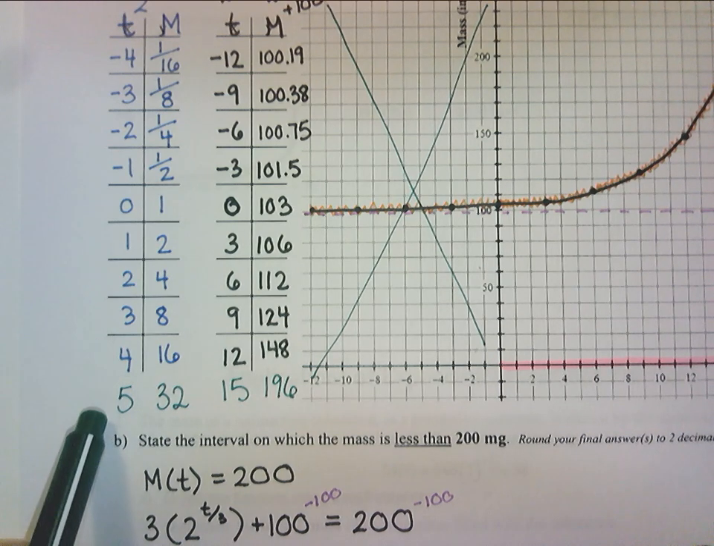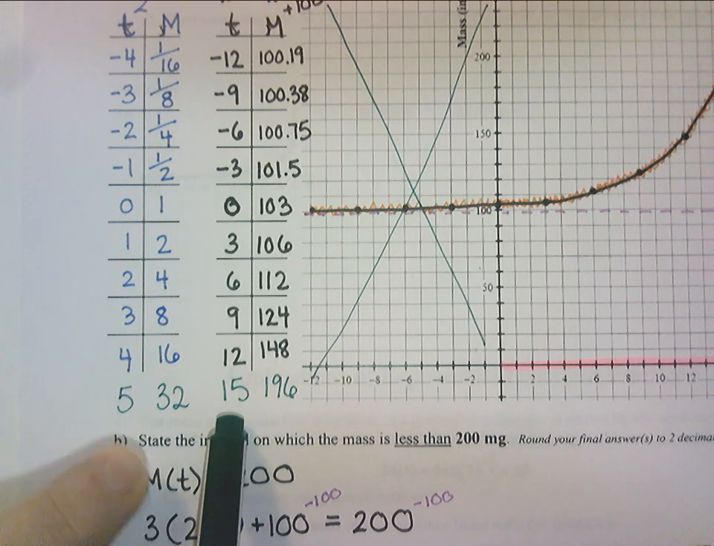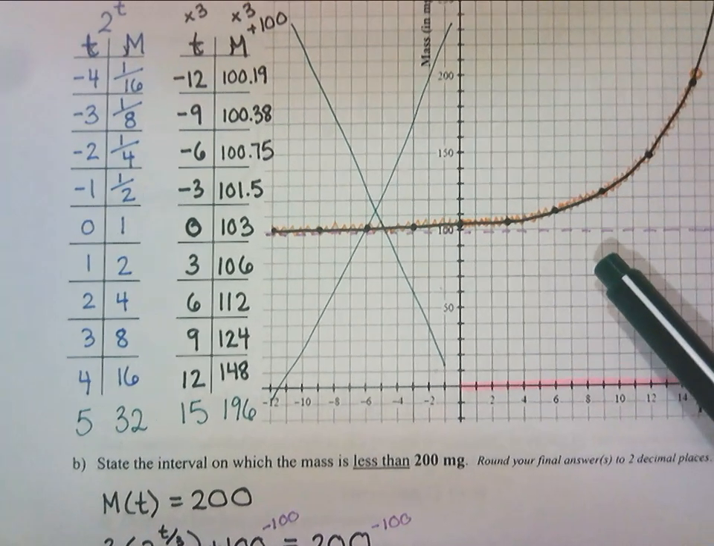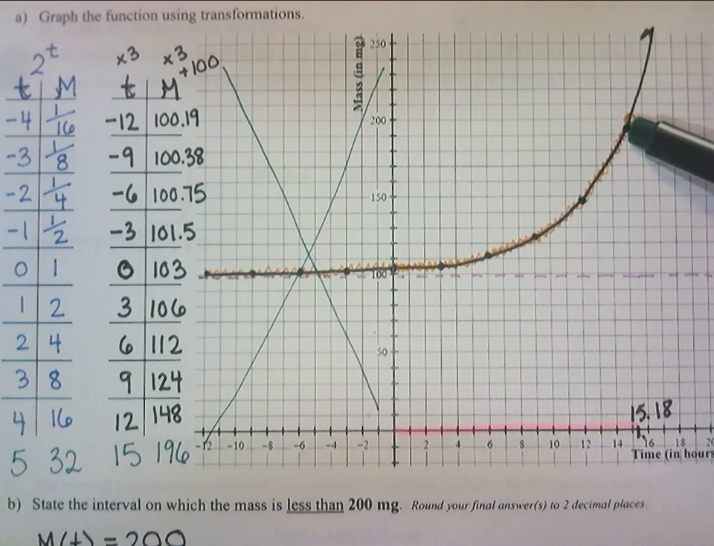So I added 5, I calculated 2 to the 5 to get 32, and then I took my 5, times it by 3, I took the 32, I multiplied by 3 and added 100, and I just got an extra point at 15 and 196.